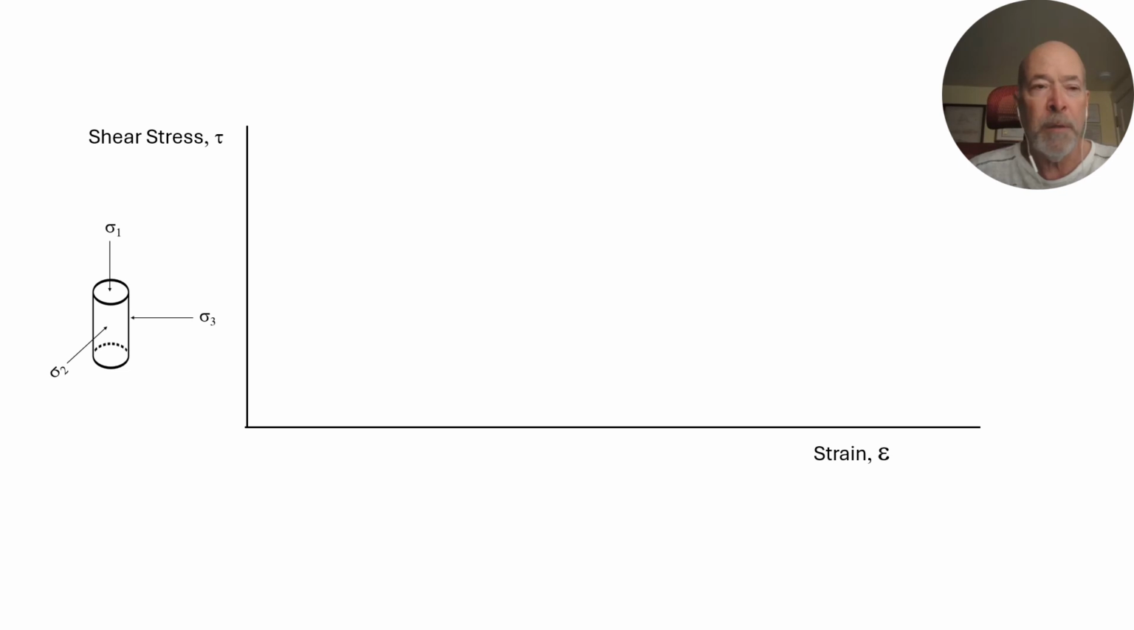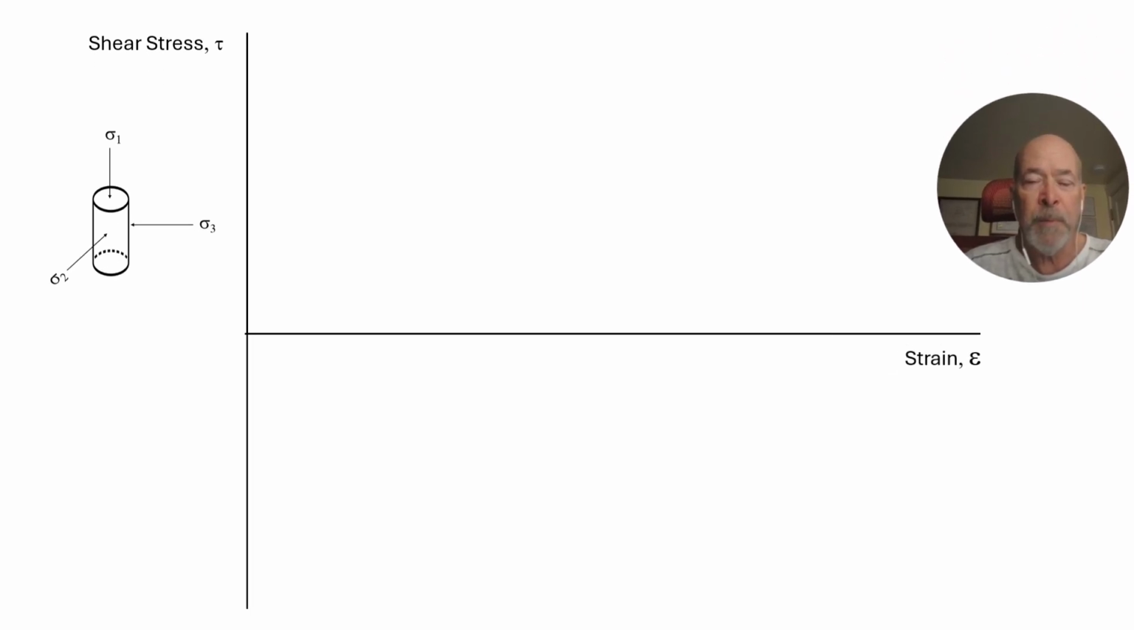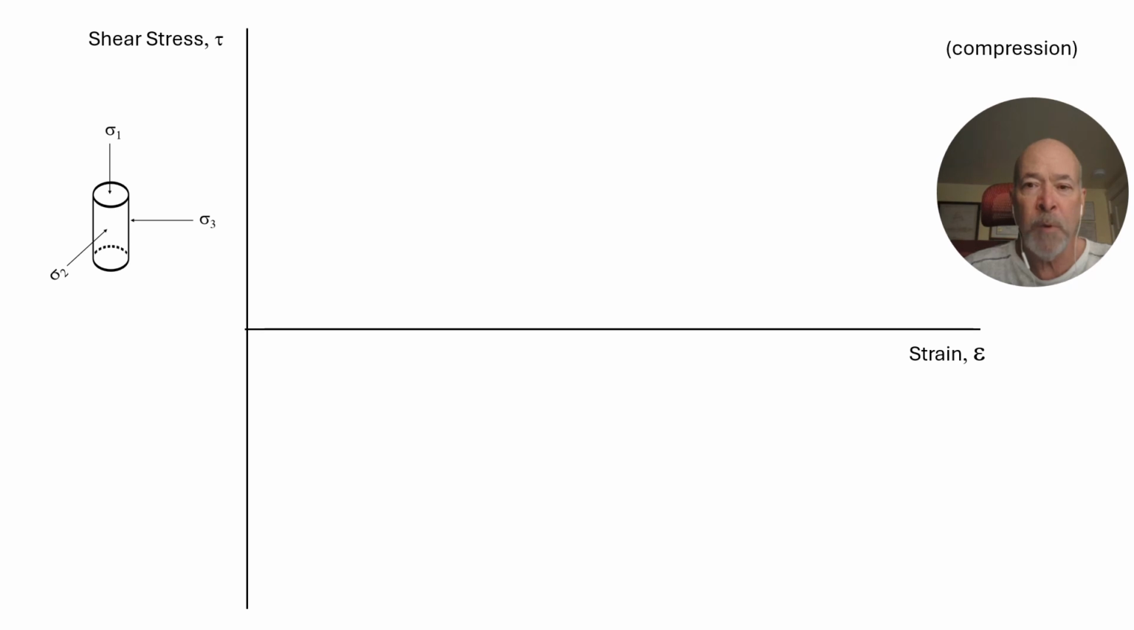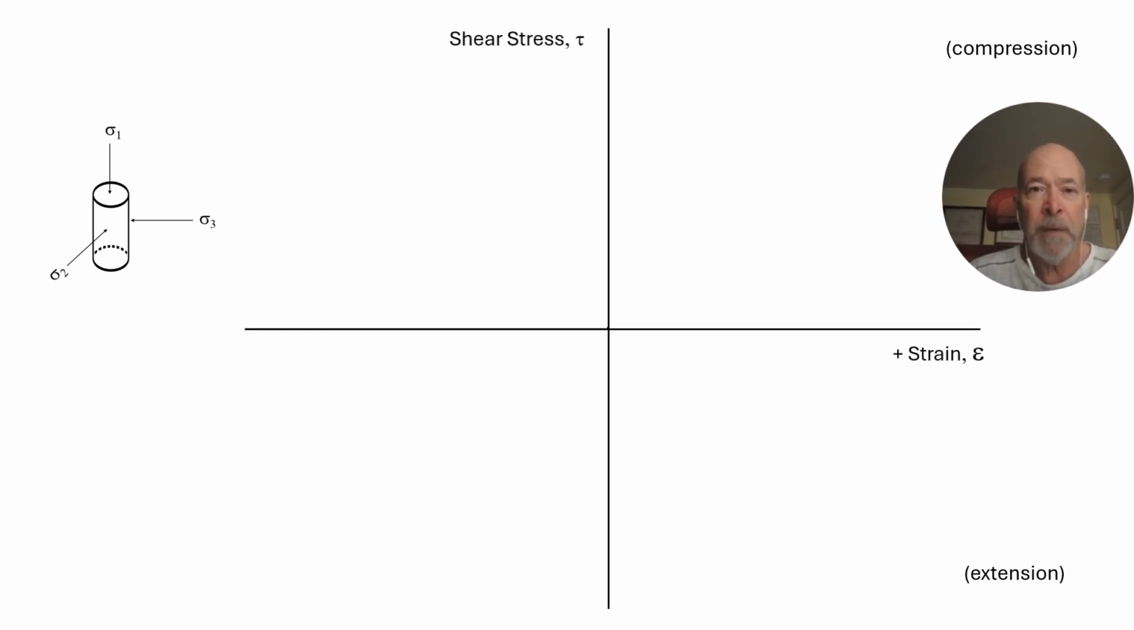a little bit and look at tau epsilon space here. So this is a stress strain curve. And let's make a little space at the bottom because we want to have compression as well as extension. And let's make a little space on the left-hand side because we can also have negative strain in the other direction.